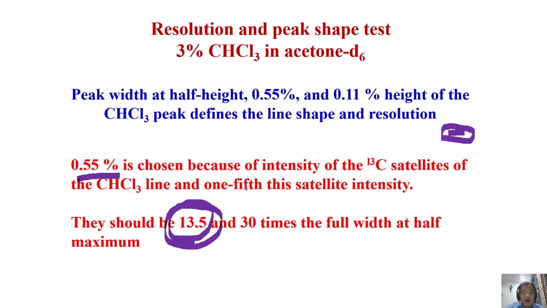Not only that, at 0.11% of the height of the satellites, it should be only a maximum of 30 times the full width at half maximum. So if 1 hertz is the line width at full width at half maximum, at 0.11% of the height of the satellites, it cannot be more than 30 hertz. Otherwise, your peak shape is bad.